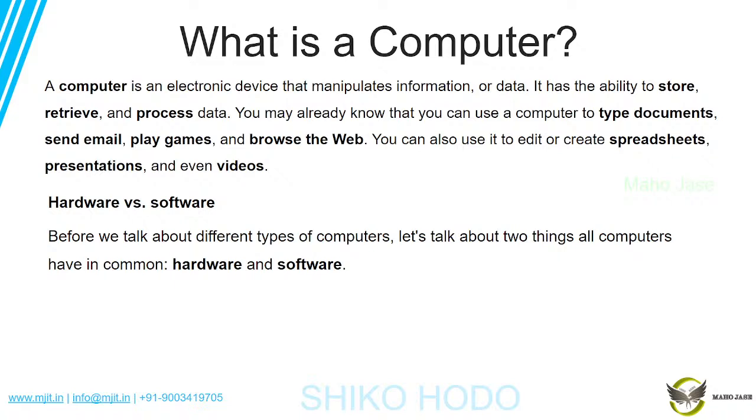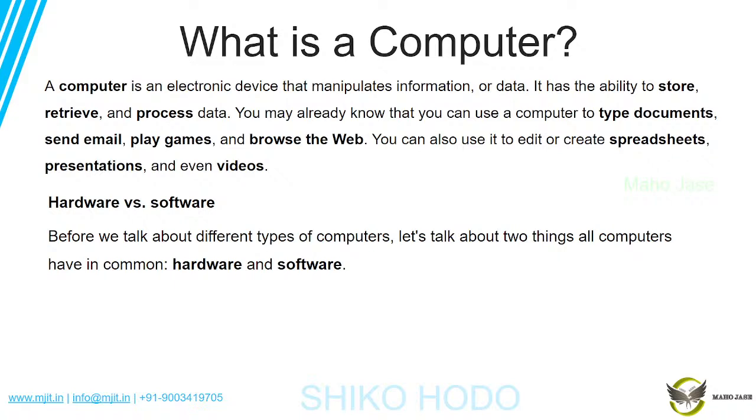Okay, we have now learned what a computer is and what the essential things a computer does. So we will move on to the next one, that is, what is the difference between hardware and software. So we will see what is a hardware and also what is a software.